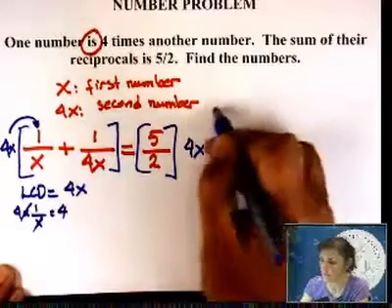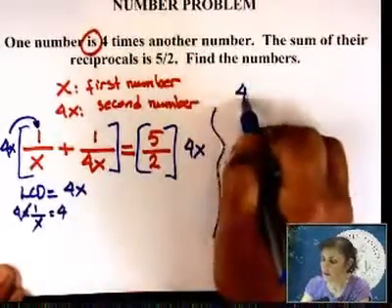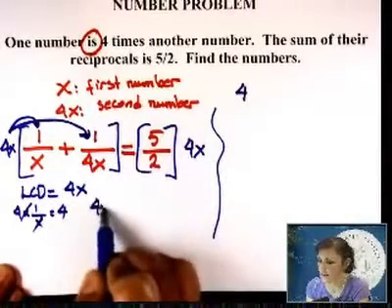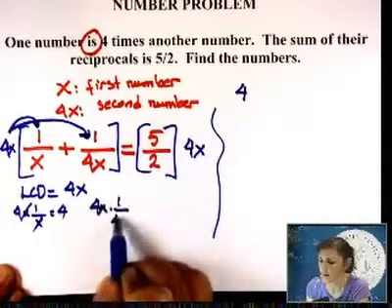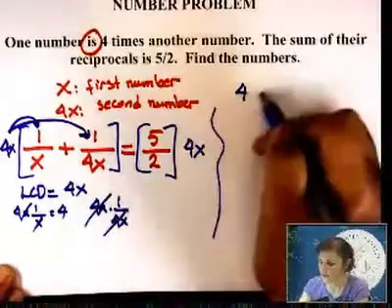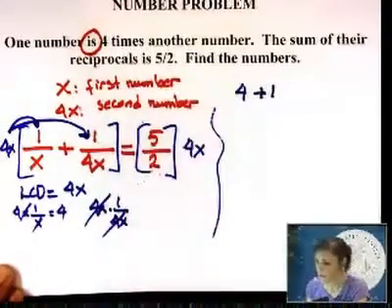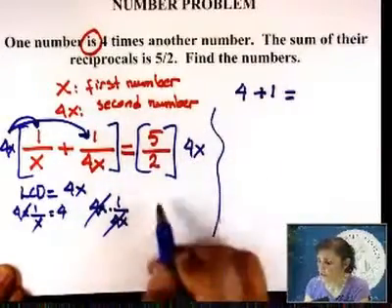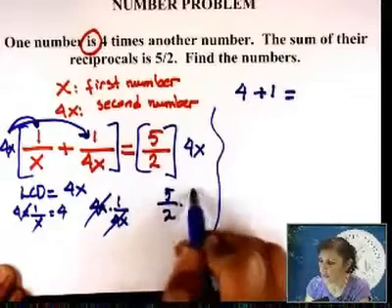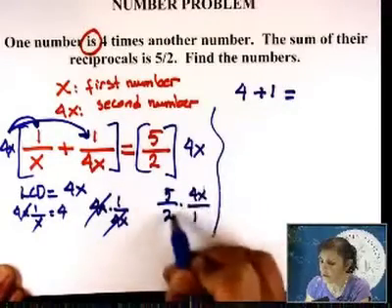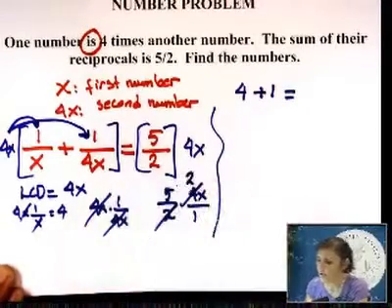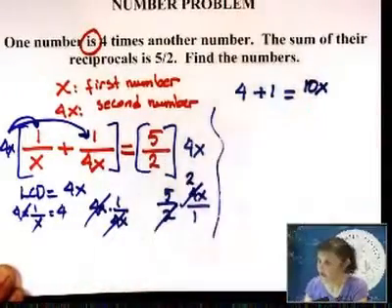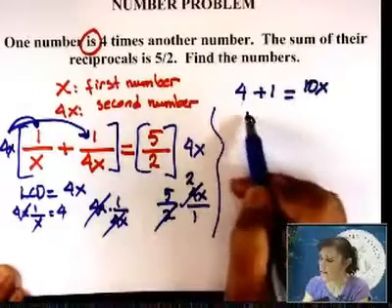Does it make sense? Let's do the next one. What is 4x times 1 over 4x? That's going to give me 1. And what do I have on the right-hand side? 5 over 2 times 4x. Guess what? These two will go. You're going to end up with 2 times 5, that's 10. Oh, 4 plus 1, that's 5.